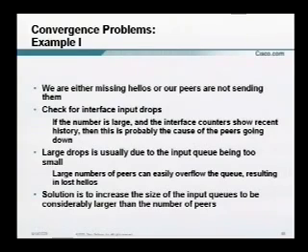You look further down. Check for interface input drops. For example, if the number is large, you've got a huge number of drops in the interface, and interface counters are showing recent history, then this could be the cause of the peers going down. A large number of packets are being dropped on the router.